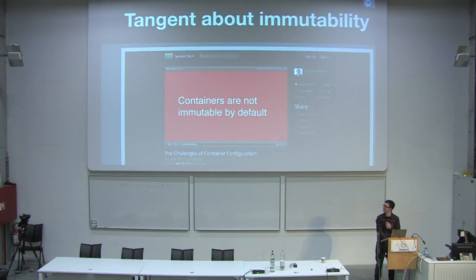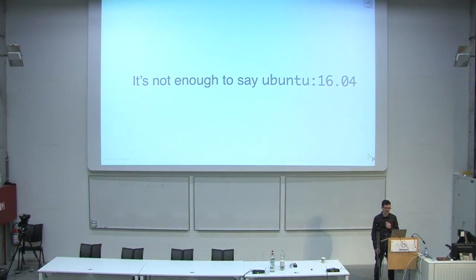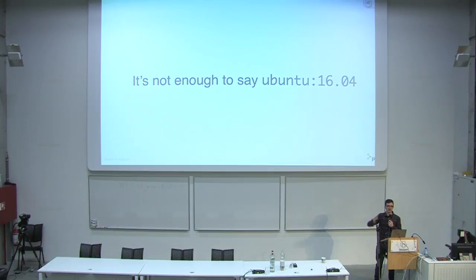As a slight tangent about immutability, building tools for that immutable pattern is where we're missing something. It's not enough to say, oh no, it's fine, I know what's inside that container, it's Ubuntu 16.04. That's not enough. Ultimately you can't answer questions at the package level, where the actual vulnerabilities are happening. This is transient. Ubuntu 16.04 today isn't Ubuntu 16.04 tomorrow, potentially. Those upstream images are changing all the time.